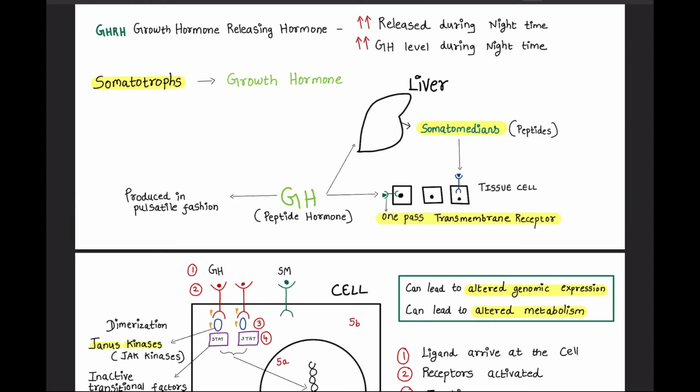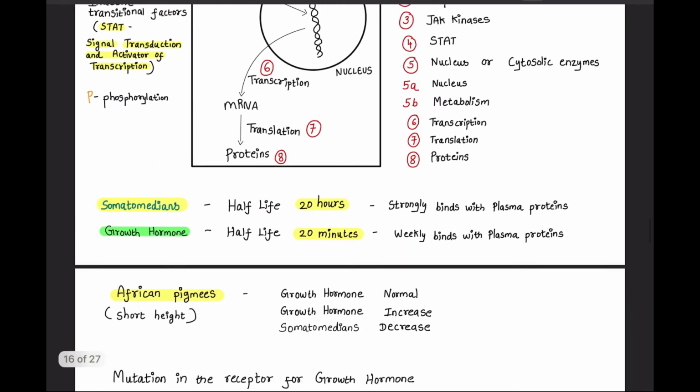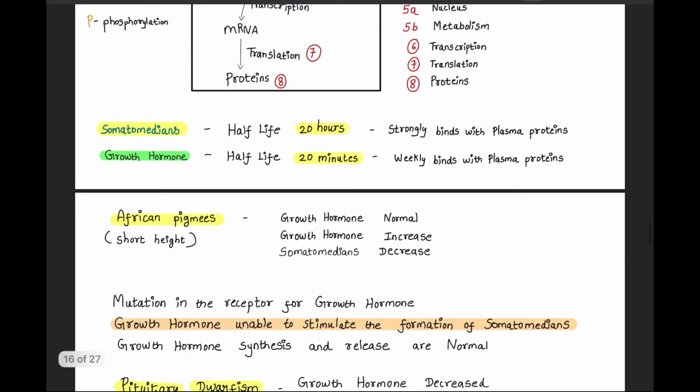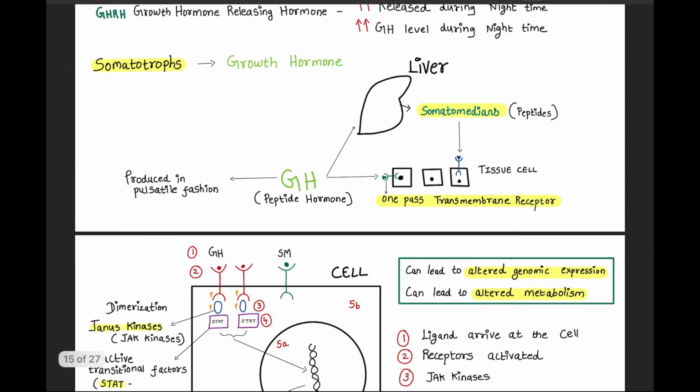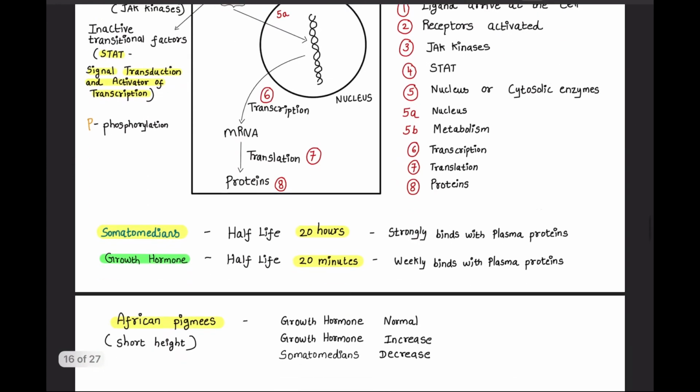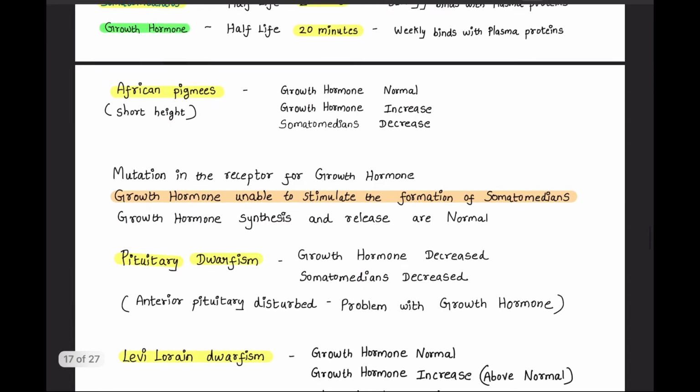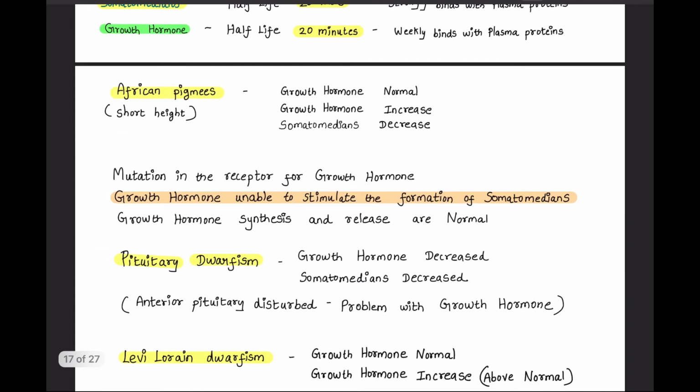When growth hormone acts on the liver, there is a one-pass transmembrane receptor. If there are any disturbances to this receptor, or any mutation in the receptor for growth hormone, the growth hormone cannot stimulate the formation of somatomedins. In this way there will be a decrease in the level of somatomedins.